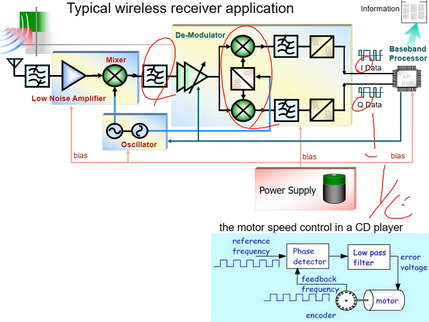Quadruple. Right? 90 degrees. So one is sine, the other one is cosine. Oh, that is another very important secret about telecommunication.